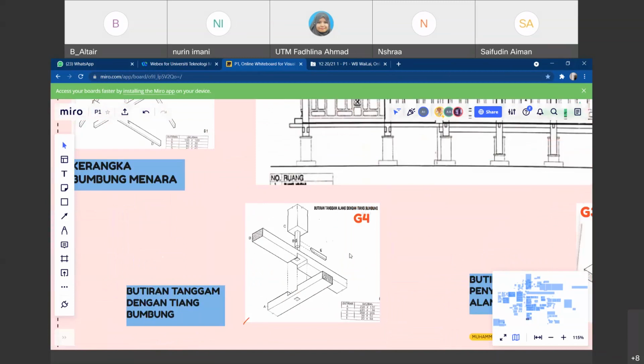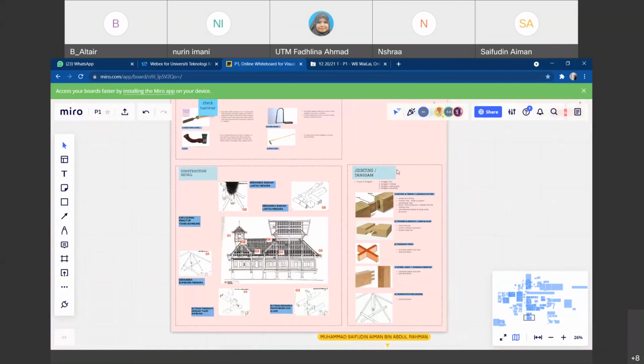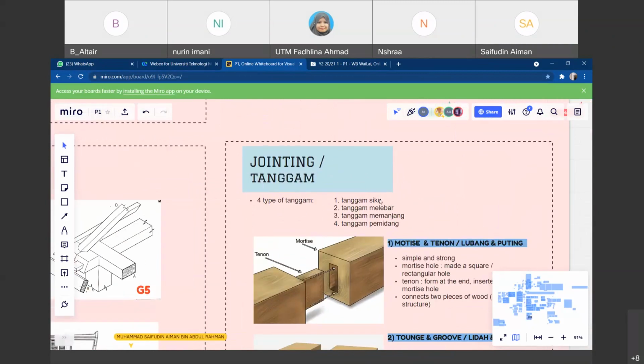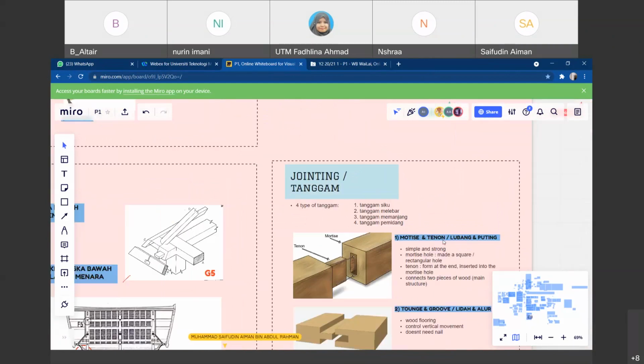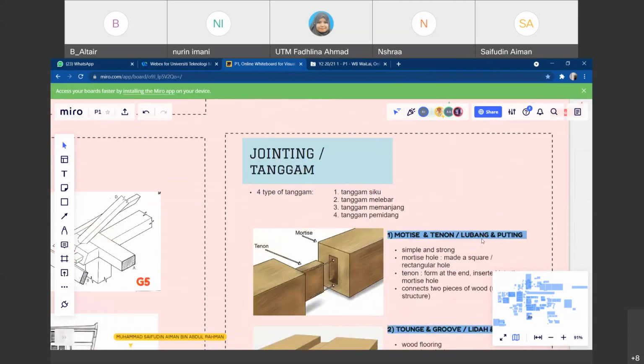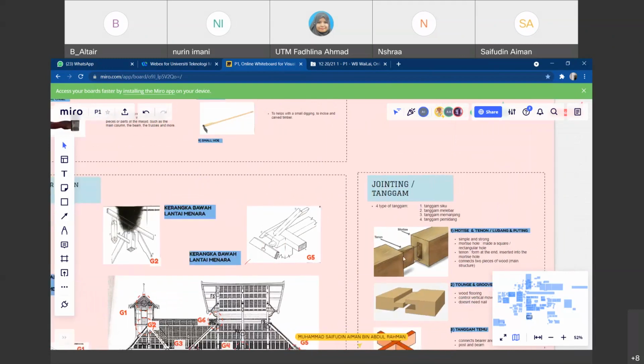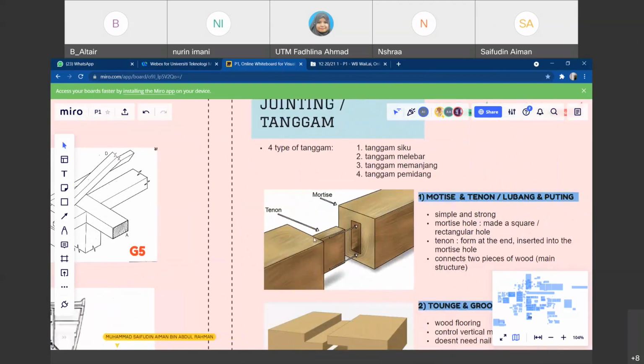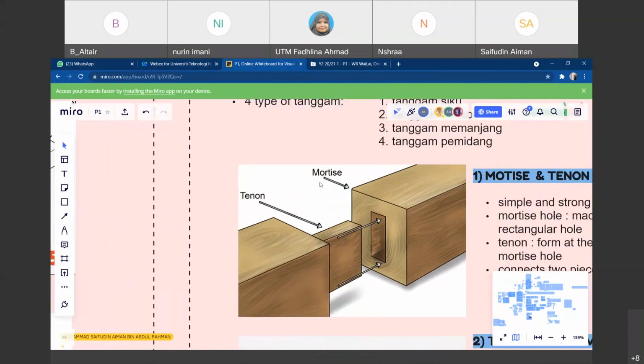Okay, so moving on to the jointing and tanggam. There are 4 types of tanggam: siku, melebar, memanjat and gemindang. I'll translate it. Okay, the first one is mortise and tenon, with the Malay name lubang and puting. The first part is the tenon, and then the second one is the mortise.